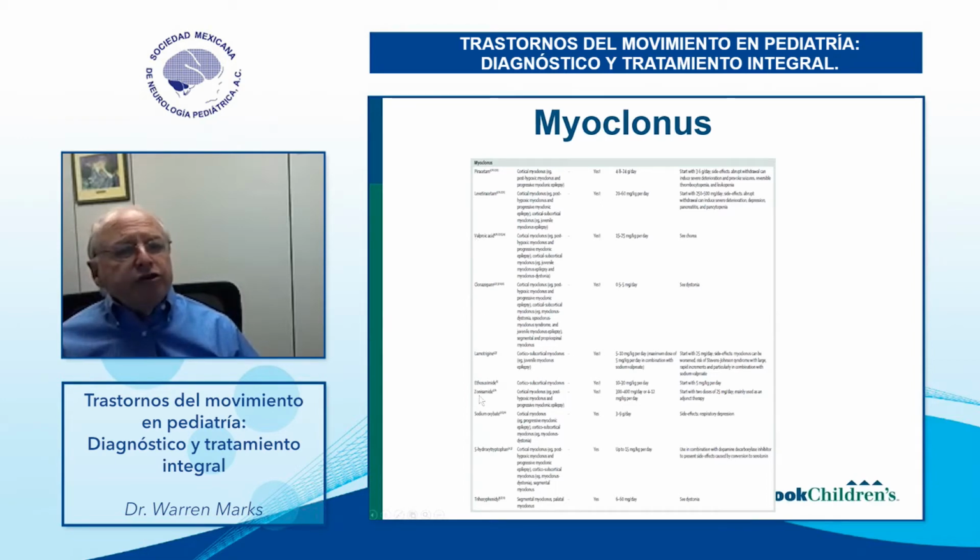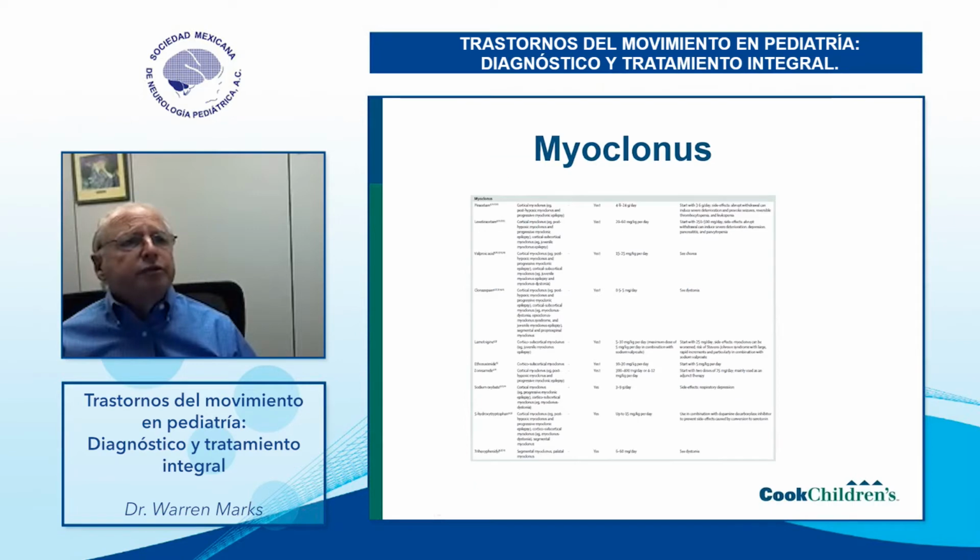My starting place is generally zonisamide, and that was really based on some data from myoclonus dystonia showing that it can be very effective. And it actually turns out that I find it to be very useful in most of the myoclonic disorders as a good starting place, and it's generally well tolerated.